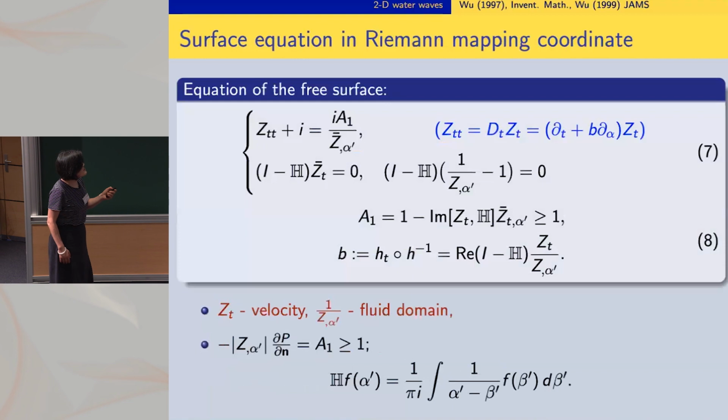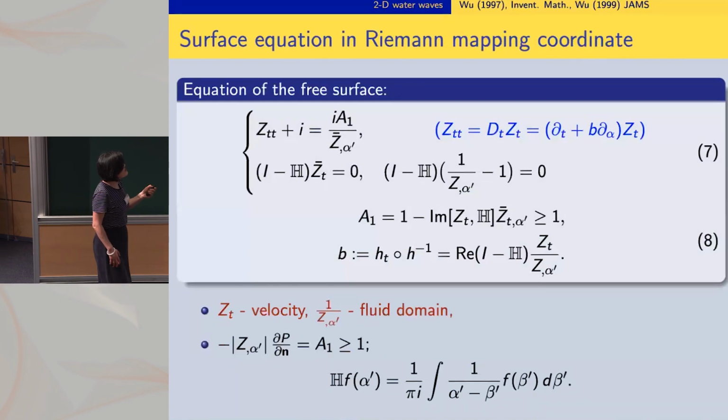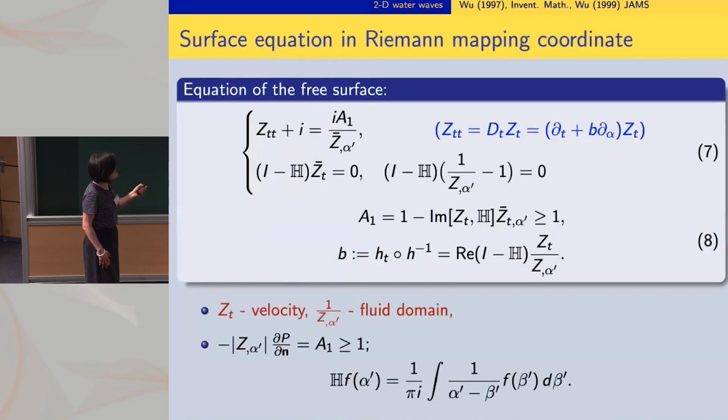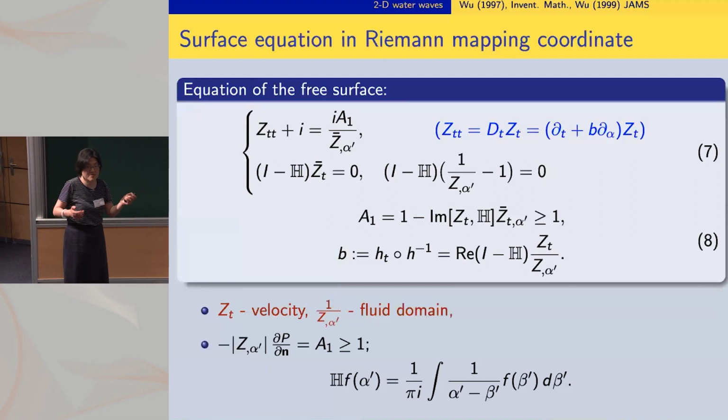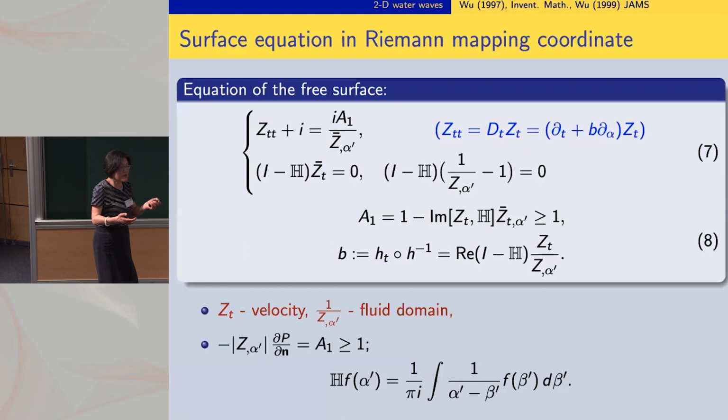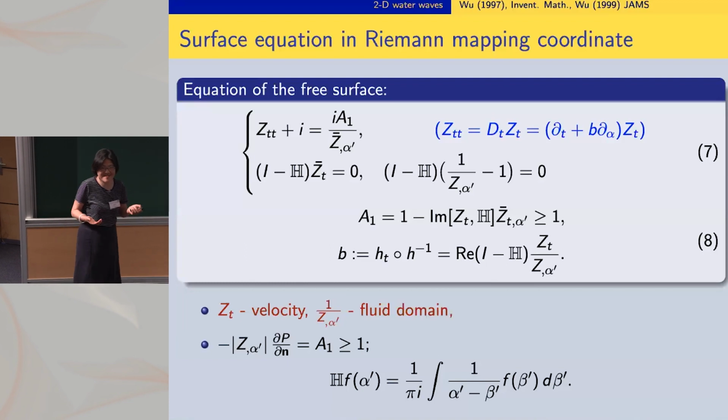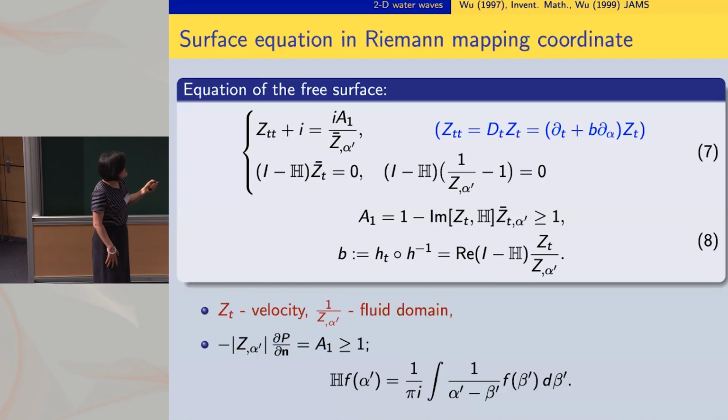So now the equation on the fluid interface is written the same way, right? So this acceleration minus the gravity is equal to the right-hand side. So instead of writing i A z alpha, I write some real valued function A1 divided by z alpha bar, but 1 over z alpha bar points in the same direction as capital Z alpha, right? Because z alpha bar times z alpha is a real number.